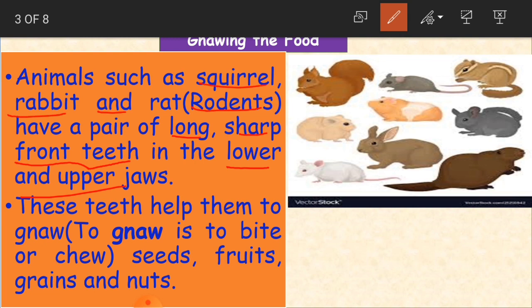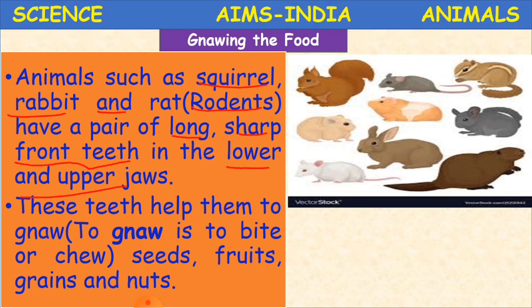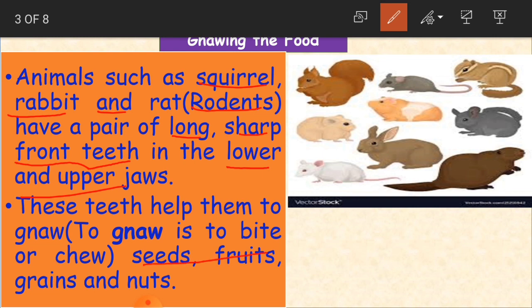Okay, so here you can see in the picture. Clear, children? What do these teeth do for them? These teeth help them to gnaw seeds, fruits, grains and nuts. In the sense, they are able to bite and chew the seeds, fruits, grains and nuts. So these are all the food of these animals. Okay, they are going to bite them and chew them into small pieces.